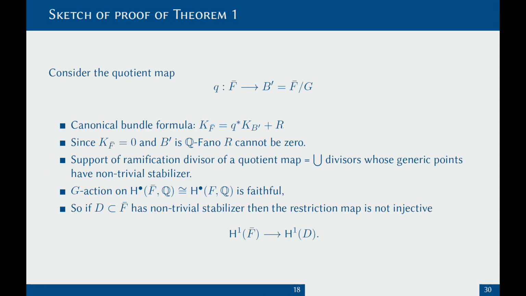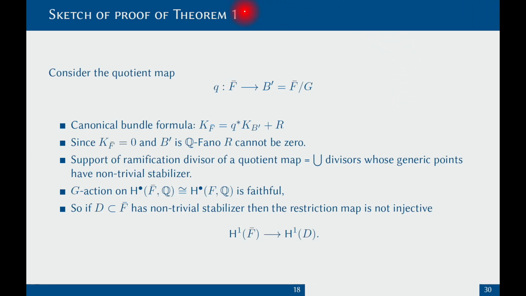Wrong side. So remember that B prime is a quotient of our abelian variety F bar, and F bar was isogenous to our F, right? So we really just need to show that F bar is isogenous to a power of an elliptic curve to know that F itself is isogenous to a power of an elliptic curve.